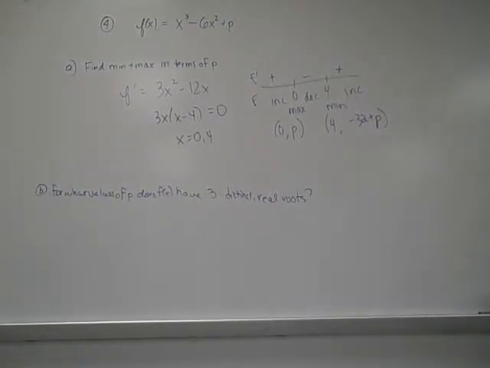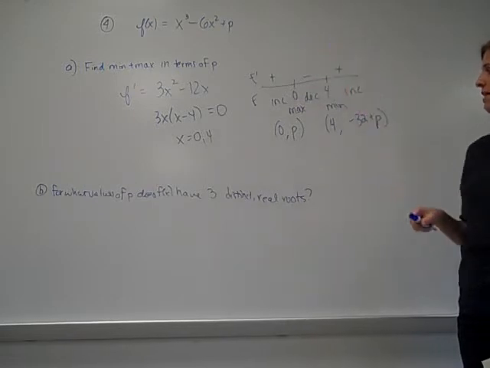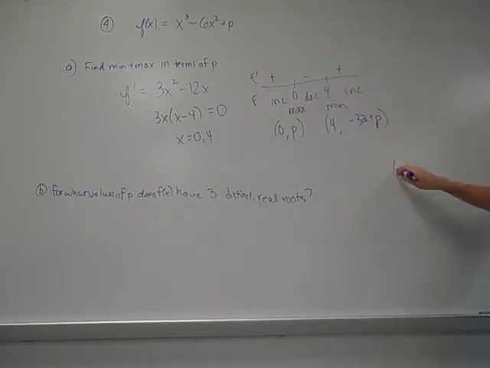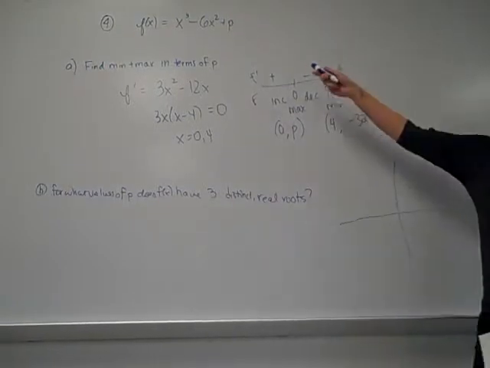So it says, for what values of p does that graph have 3 distinct real roots? Well, what does a root mean? Y equals 0. When does it cross the x-axis? When does y equal 0? Well, this is cubic, right?